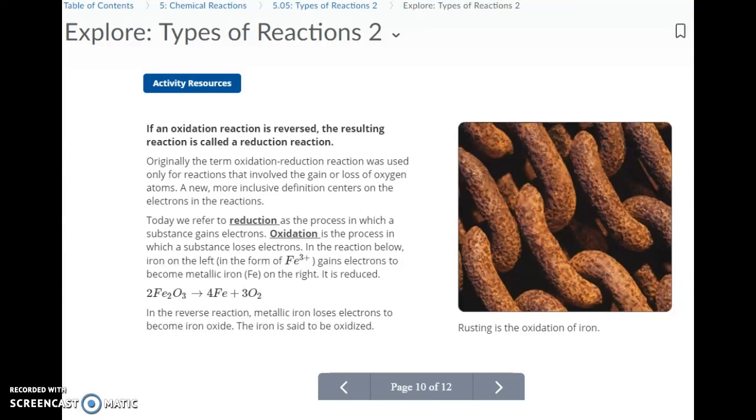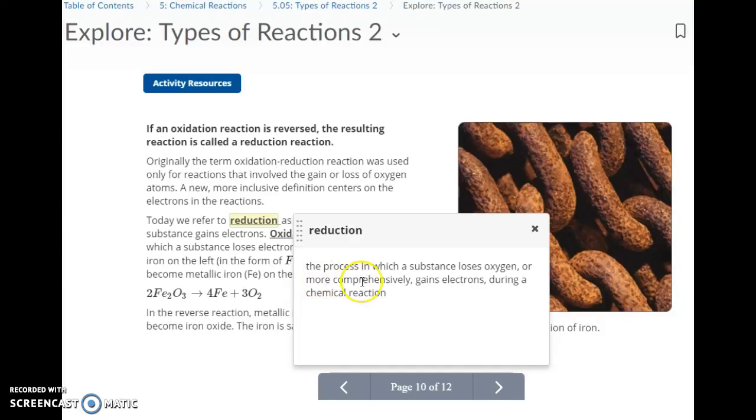A new, more inclusive definition centers on the electrons in the reactions. Today, we refer to reduction as the process in which a substance gains electrons. So the process in which a substance either loses oxygen, it's the old definition, but we still use it sometimes, or more comprehensively, gains electrons during a chemical reaction.